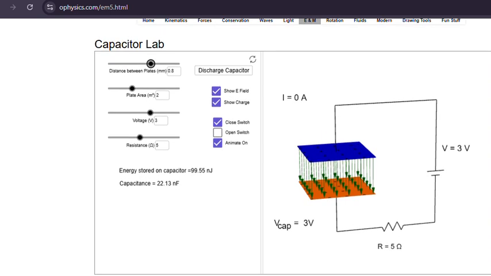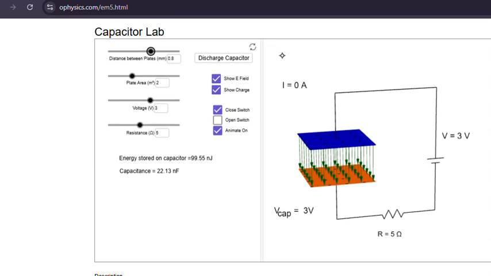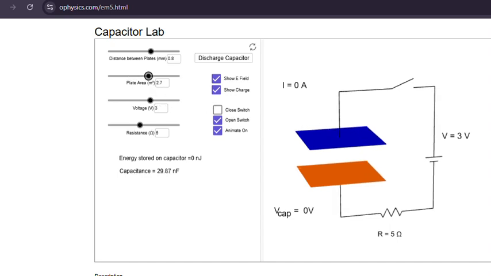Here we have a capacitor lab. At first, this is a discharged capacitor, there is no charge on the plates. I have taken a battery of 3 volts and a resistor of 5 ohms. At first I equals 0, that means the switch is open. Now I am going to close the switch. Please see what we will get.